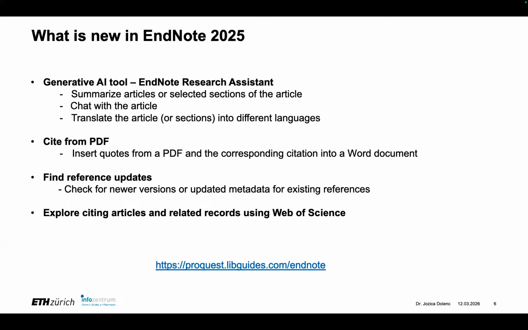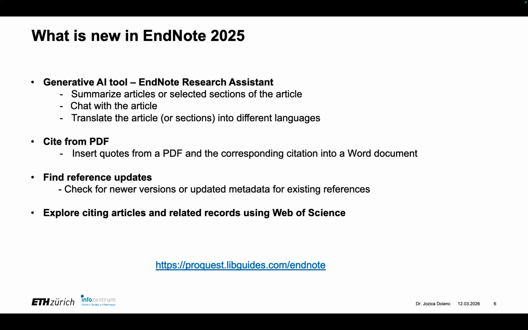Then there is also a new functionality: if you have a PDF of an article, you can just mark it and say, I would like to cite that in my paper, in my manuscript, and then the quote will be automatically transferred to Word with a proper citation.